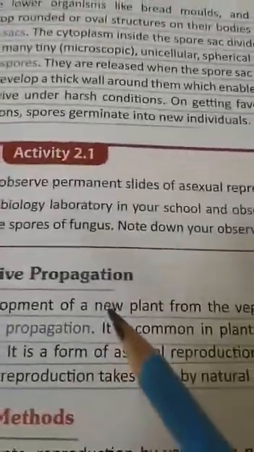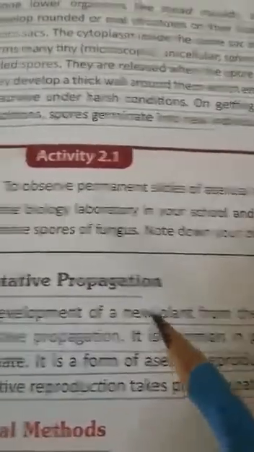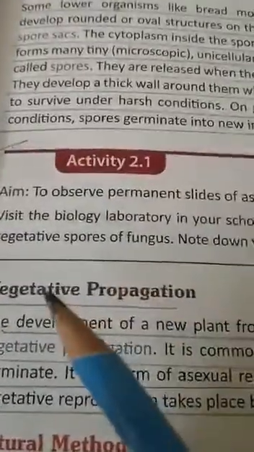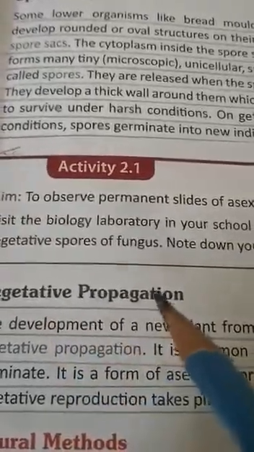You know the plant has got roots, stems, leaves, flowers and fruits. So out of that, roots, stems and leaves are called the vegetative parts of the plant. So if you can grow a new plant from these three parts, we call it vegetative propagation.